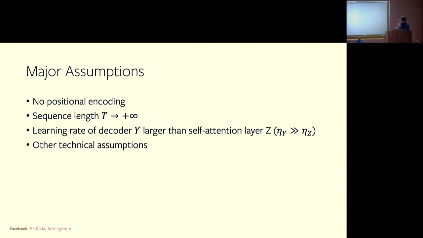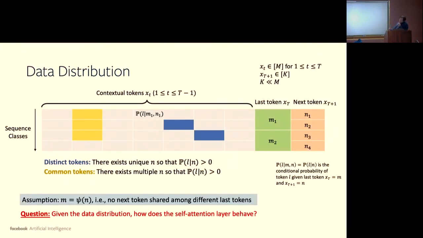You have a very long sequence length. And third, which is a particular assumption in the Scan and Snap paper, is that the learning rate of the decoder Y is larger than the learning rate of the self-attention layer Z. And finally, there are some other technical assumptions. On the data distribution, we also have some assumptions, right? We assume there's a bunch of sequence classes from 1 to K, and for different sequence classes, there are two different kinds of tokens. There's one kind called distinct tokens that only appears in one class, but not the others.